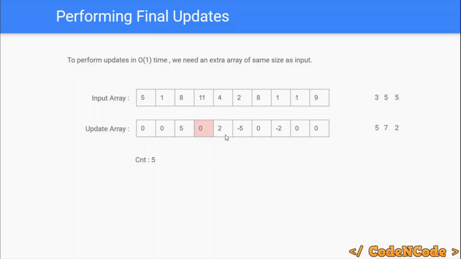Now let's go for the fifth index. The value here is 2, so count becomes 7. So now what would happen? Of course this would be incremented by 7. And why is that so?